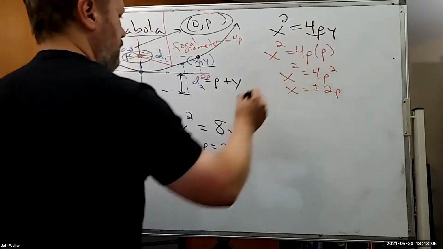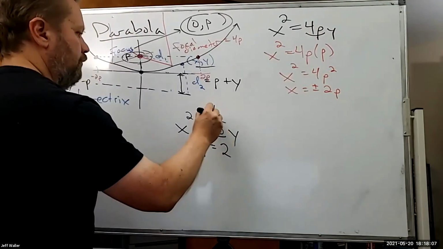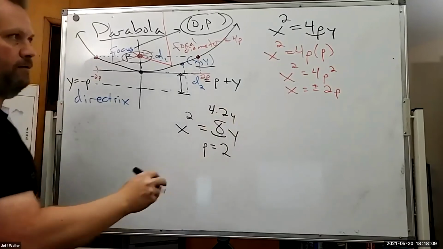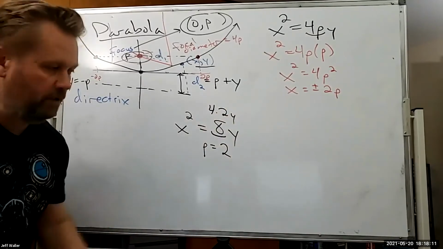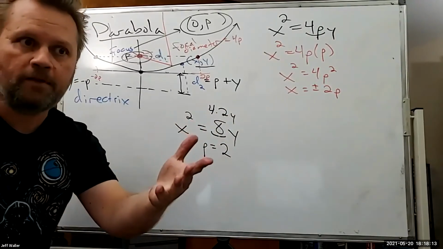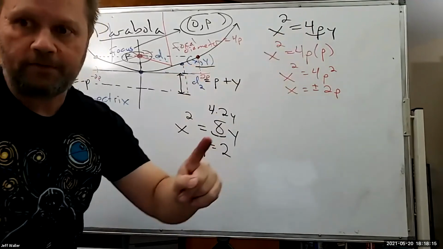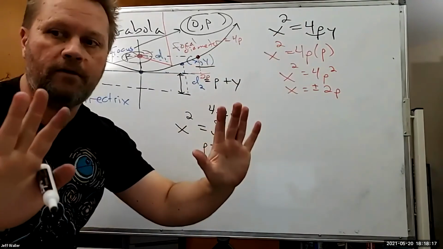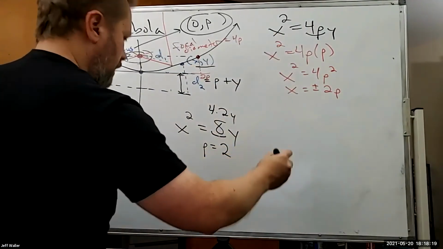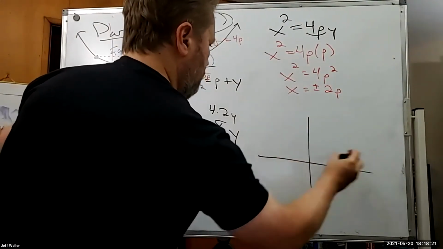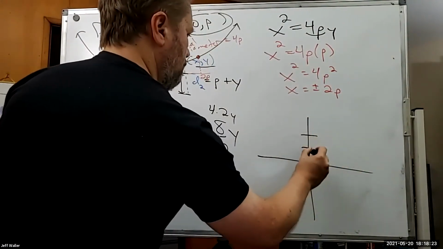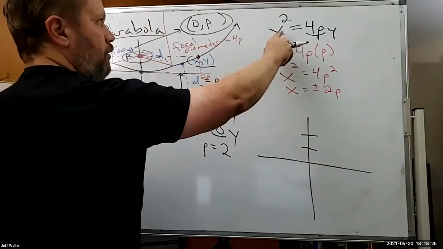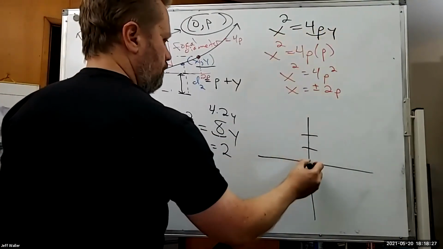4py. 8 means there's a 4 times 2. Do you see that? So really, you just have to divide this number by 4, because the rest of it will be what P is. So now I know everything. I know the focus is at 2. I know it goes through 0, 0.